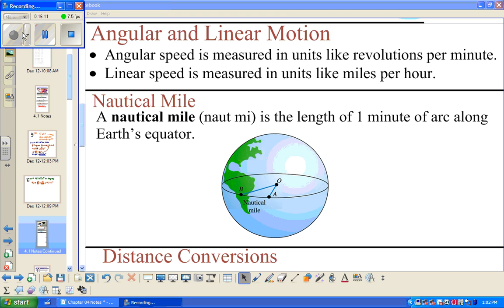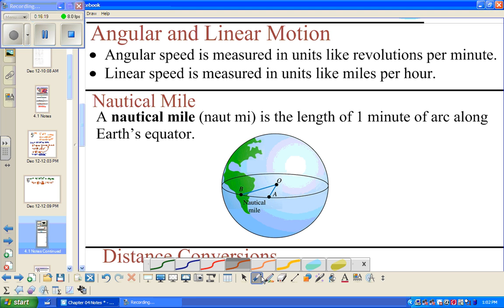There are just a couple other things we need to mention here. When talking about angular and linear motion, you need to understand the difference. For angular speed, we're talking about things like revolutions per minute. So we might be talking about how many times your tire might rotate or things like that. And then when we're talking linear speed, it's going to be like miles per hour. A lot of times we'll need to combine the two or compare the two to get the answers we're looking for. I'll go over an example of that shortly.